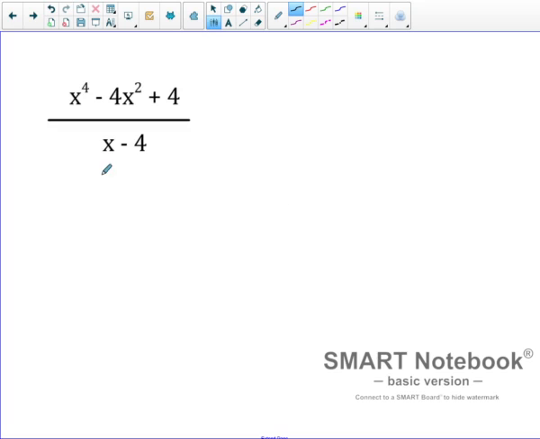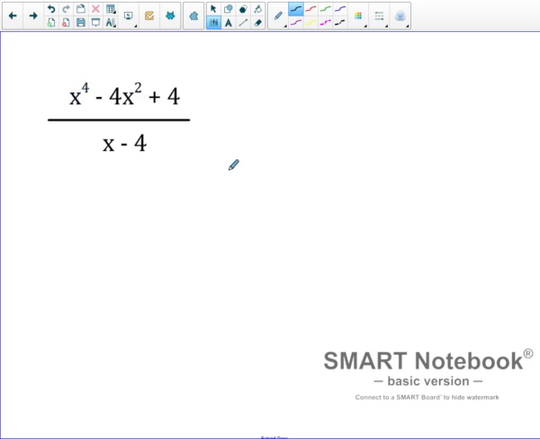And we'll look at our last example here. So here's an example where again we're just dividing a polynomial. But if I look at my numerator, I've got an x to the 4th. I'm missing my x cubed term. I have an x squared, but I'm missing an x term. So when I write out my coefficients, I just need to make sure I take that into account.